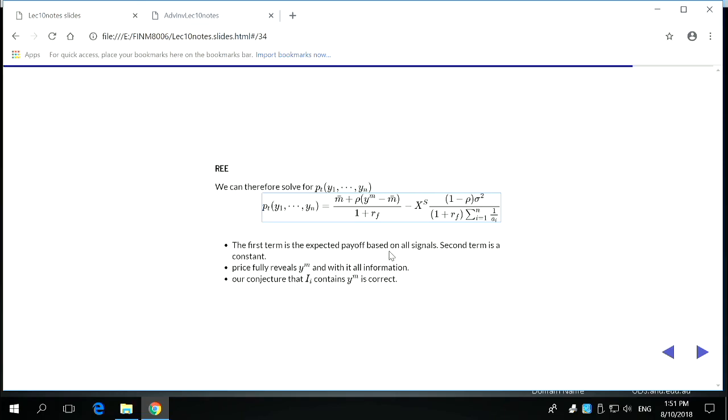Right? So again, we solve that the price depends on the mean of all the signals, which says that the stock price takes all the information about this stock in the market into consideration. And the price fully reveals the sufficient statistic, the mean of all the information in the market.